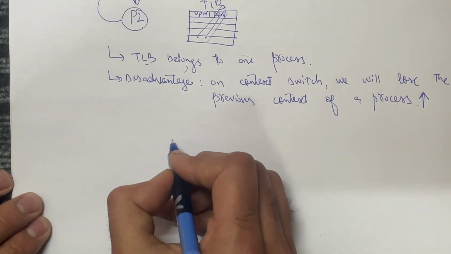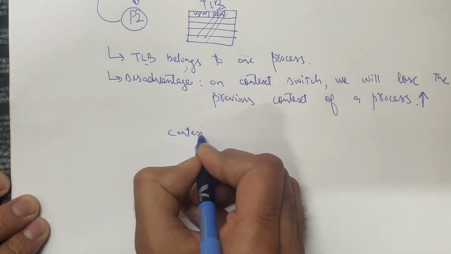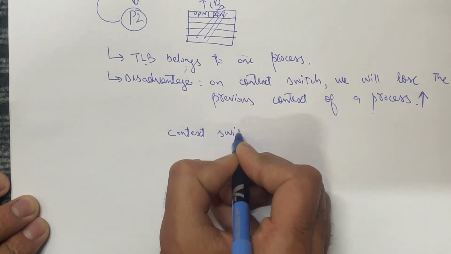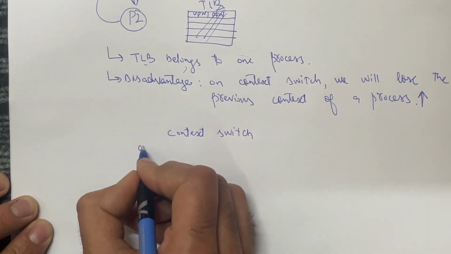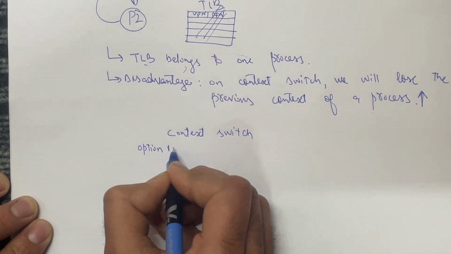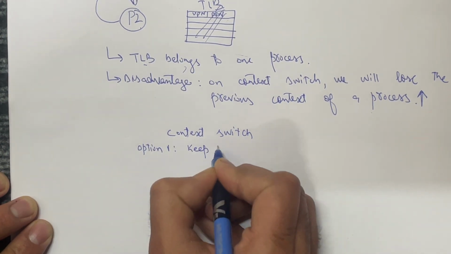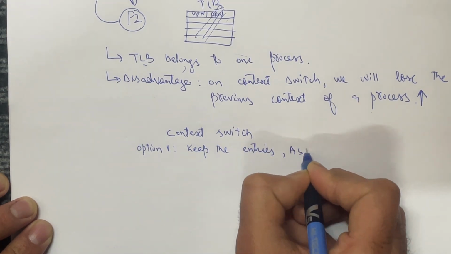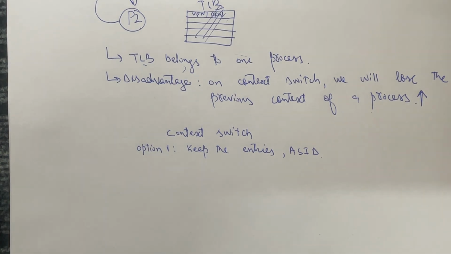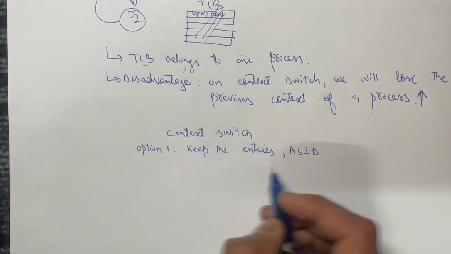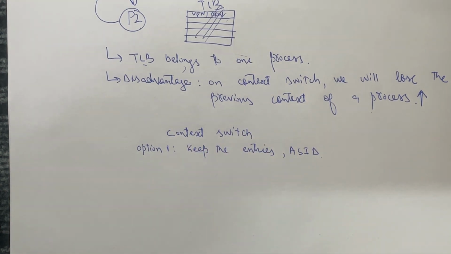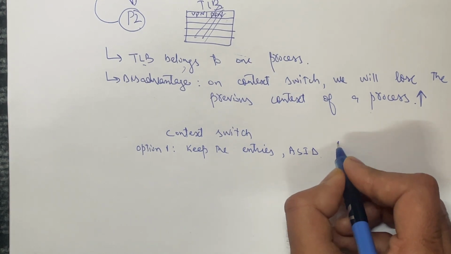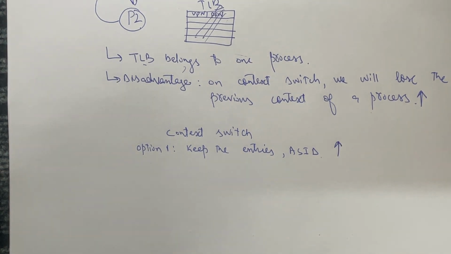So what I am saying is, on context switch, what will happen with the TLB? We saw that there are two options. Option one was to keep the entries, but with every entry, add an application specific identifier. That means which entry belongs to which process. This scenario has the advantage that we won't lose the context, but the disadvantage that it will result in an increased miss rate.